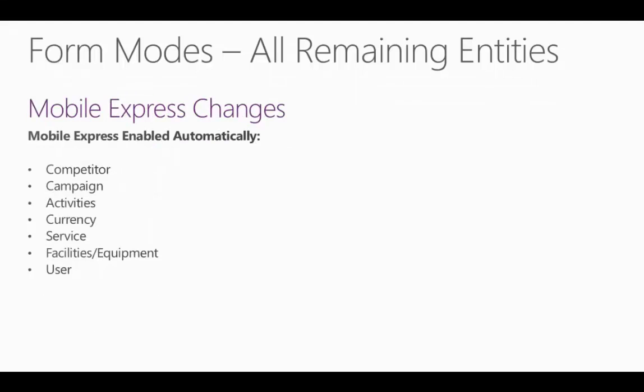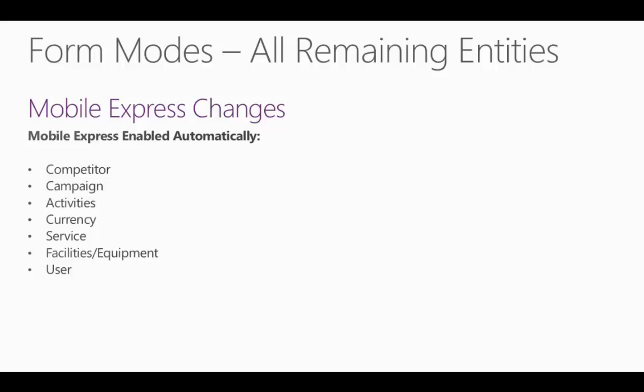To accommodate the Mobile Express form experience where needed, Mobile Express will be automatically enabled on select entities if this functionality is disabled at the time that the product update is applied. In addition, a Mobile Express form will be automatically generated, which may be further customized if necessary. These entities are listed on your screen and include competitor, campaign, activities, currency, service, facilities and equipment, and user.